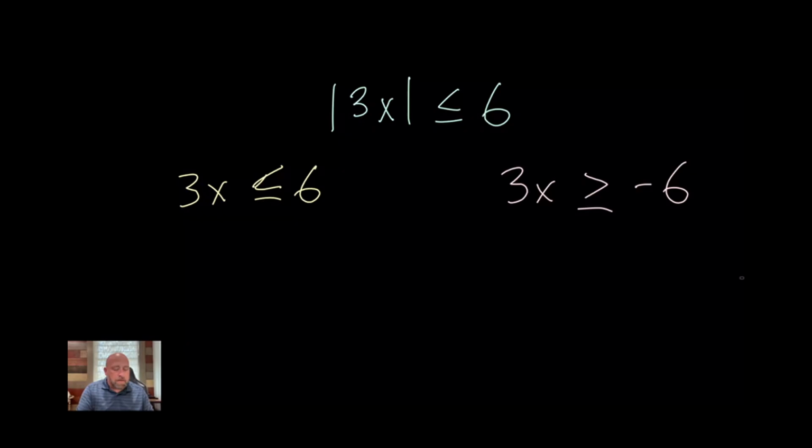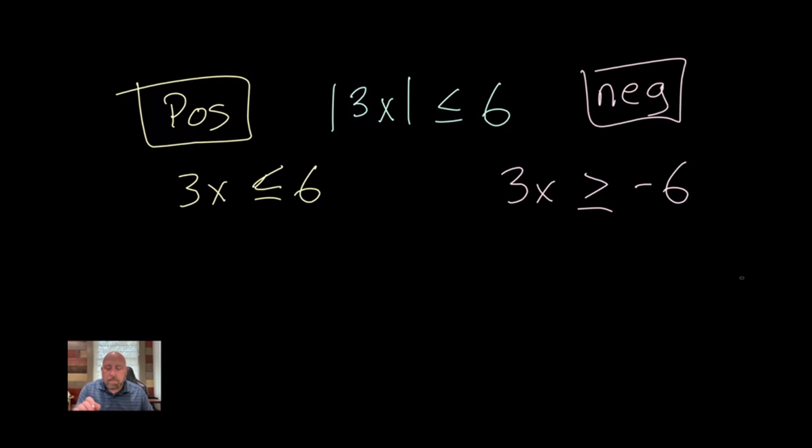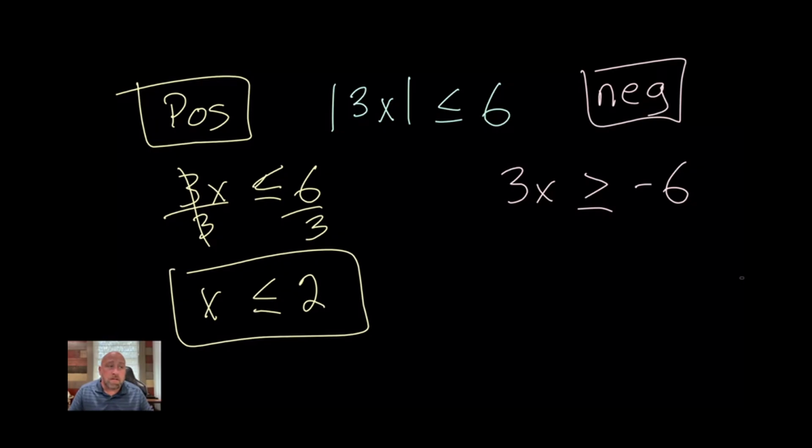So on this side, okay, let's talk about this side. This side over here is just the positive value, okay? This side over here is going to be the negative value. When we have the negative value, we have to flip the sign. That's really important. If you don't flip the sign, it's going to be wrong. Okay? And so now we come over here and we just solve them. Just like you would, divide by 3, x is less than or equal to 2. That would be one of our solutions.